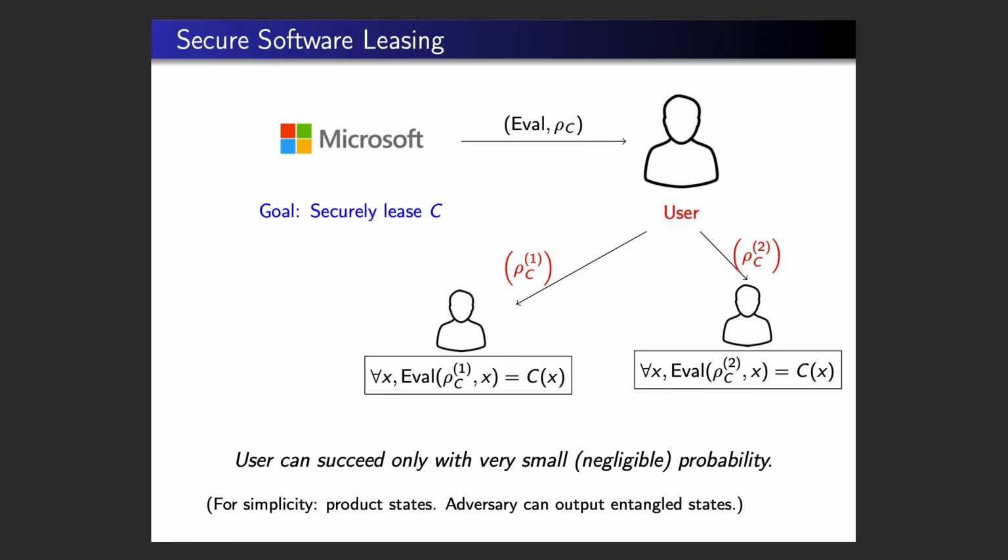To address this setting, where the adversary is more restricted, we introduce the notion of secure software leasing. In terms of syntax, this notion is the same as copy protection. Microsoft should still be able to lease this circuit to the user in the form of a quantum state Pro-C and an evaluation algorithm eval. But in terms of security, what we want is that the user should not be able to produce two states, Pro-C1 and Pro-C2, that compute the same circuit C as before with respect to the same evaluation algorithm eval. So unlike a copy protection scheme, the user will not be allowed to produce its own evaluation algorithms. And as before, we want the user to succeed with only very small probability.